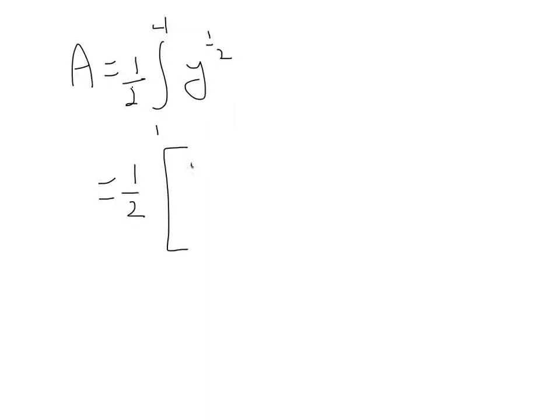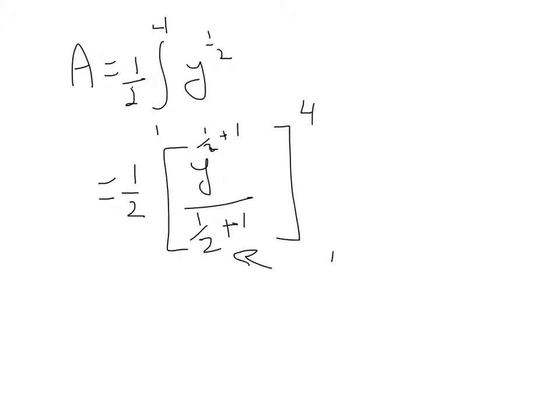A would be equal to a half. We don't have to put the 2 inside. The square root of y can be written as y to the power half, from 1 to 4. And the same as we always do with integration, it would be a half integrating y to the half plus 1 over a half plus 1. The reason I'm going through this step by step is because some students get confused when it comes to this part.